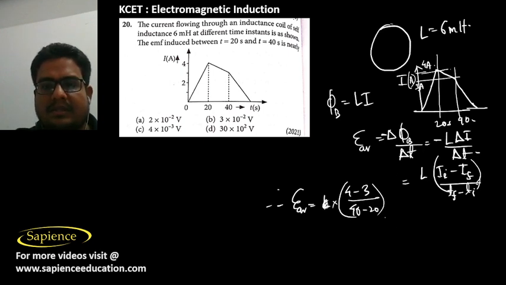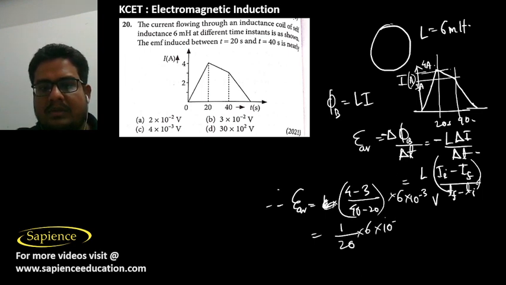L is equal to 6 milli henry, so this will be into 6 into 10 power minus 3. It's not amperes, this will be volts. 1 by 20 into 6 into 10 power minus 3, so that is 0.3 into 10 power minus 3.